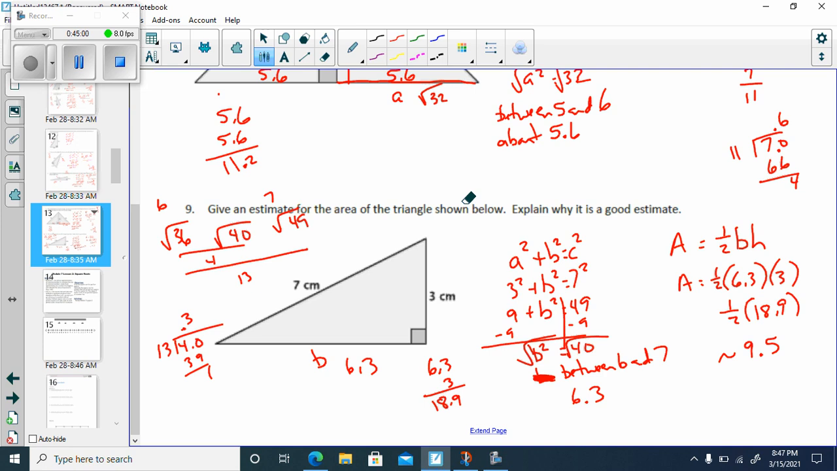Okay, that covers all the questions for this particular section. We have used Pythagorean theorem to find the side lengths in right triangles, and we have estimated the values from the square roots, okay, without using a calculator.